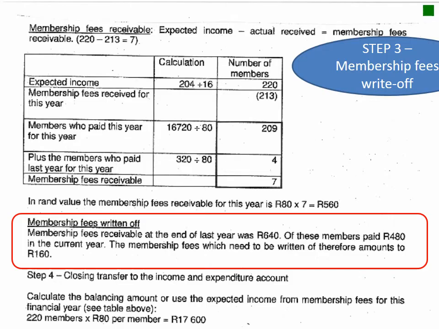The next step, step 3, is that we're going to be writing off membership fees. So they tell us that membership fees receivable at the end of last year was 640. I'll show you that number now in the question. And of these members, 480 paid in the current year. So in the current year, it means there's an amount of 160 that we never received that we're going to write off.